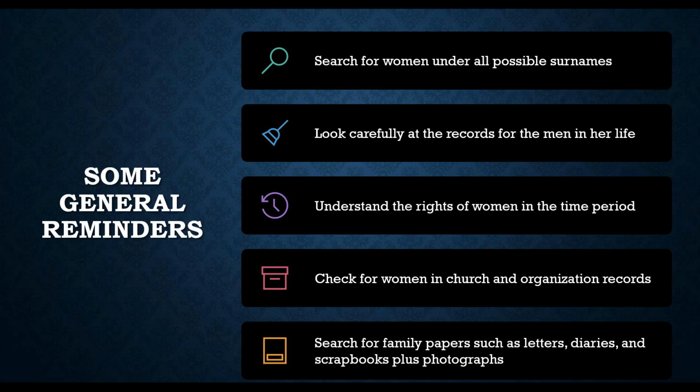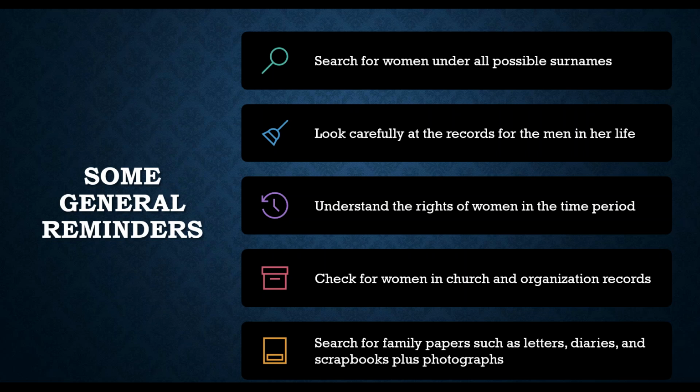So, for finding women, you do need to understand the rights of women in the time period and place where they lived. So knowing that in many times, more than 100 years ago, in many places, a woman is going to be what the law would consider femme covert, meaning as one with a spouse. So when she married, her rights went away and her husband was in control of all of the property and everything.